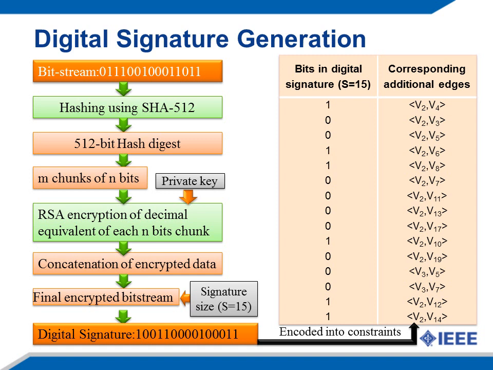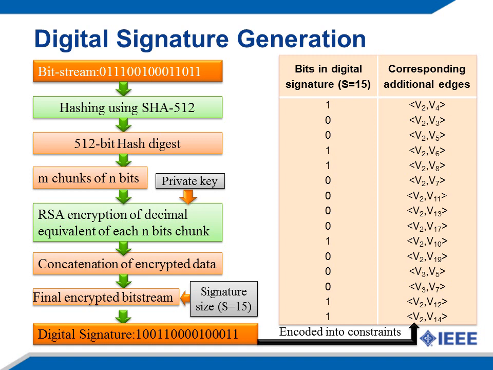Okay, so let us give a summary of the process now, whatever we have spoken of. We have a bit stream, which is generated by the encoding rule I just spoke of in the last slide. Once you have that, we perform the hashing using SHA-512. The 512-bit hash digest is generated.